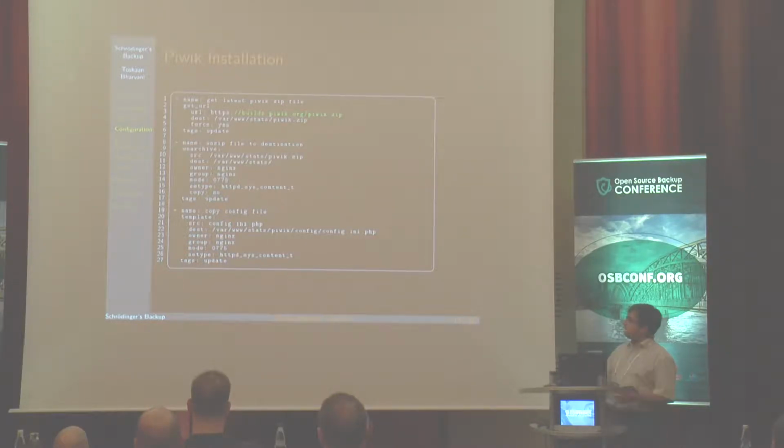An example: most of my examples are Ansible, but this is as applicable for Puppet, Chef, Salt, or whatever your favorite configuration management tool is. In this case, it's Piwik, an open source Google Analytics tool. We get the latest version of Piwik from the internet, we deploy it there, unzip it, and then copy the configuration file. So in these simple three steps, we are deploying our application and configuring it.